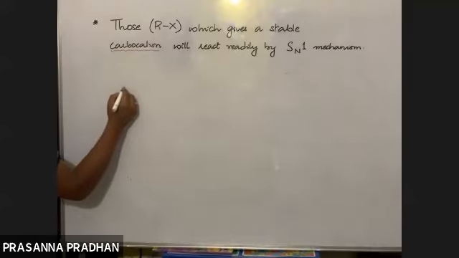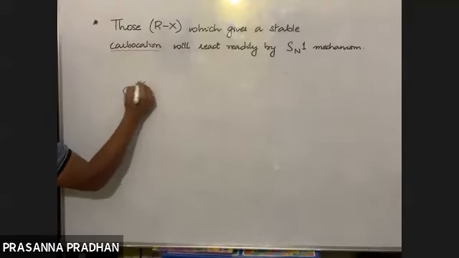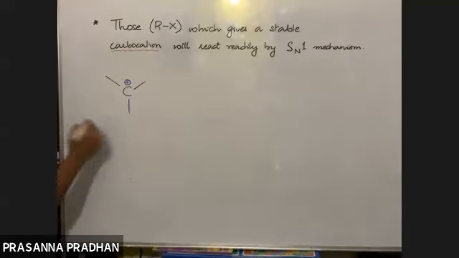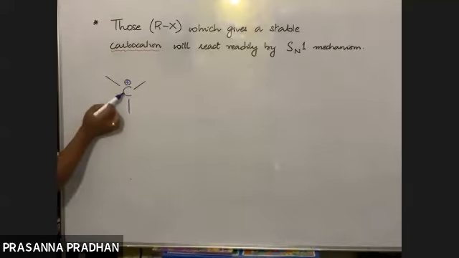What is a carbocation? A carbocation is a species containing a positive charge like this. Why does it contain a positive charge? Because carbon has only 6 electrons in the outermost shell, although it should have 8. So these are carbocations.